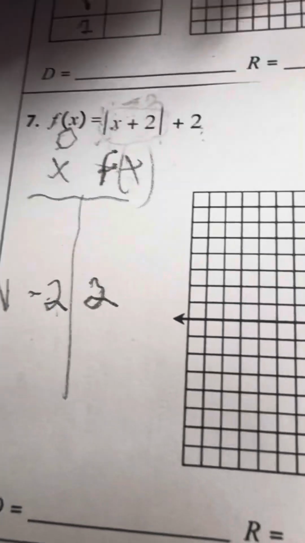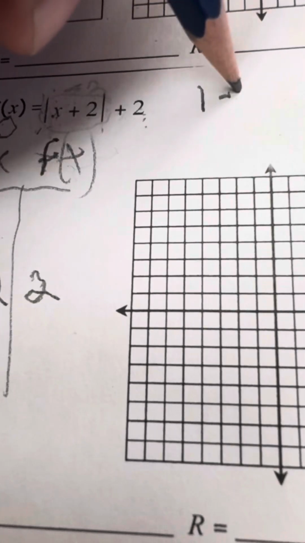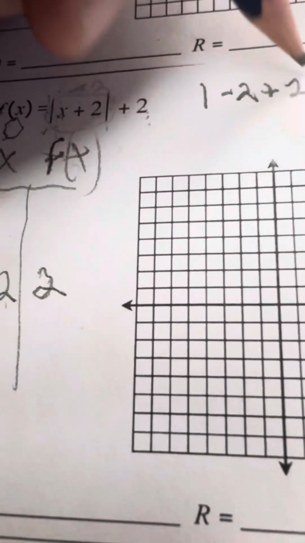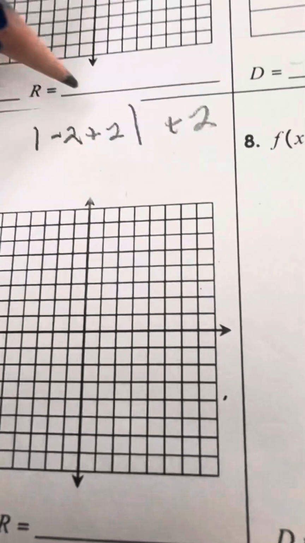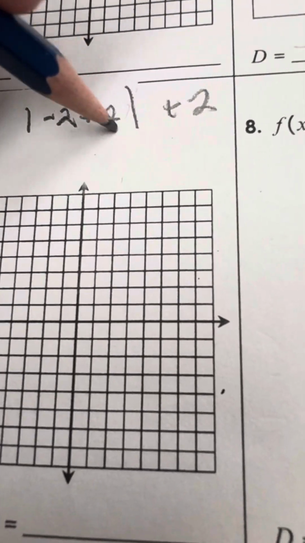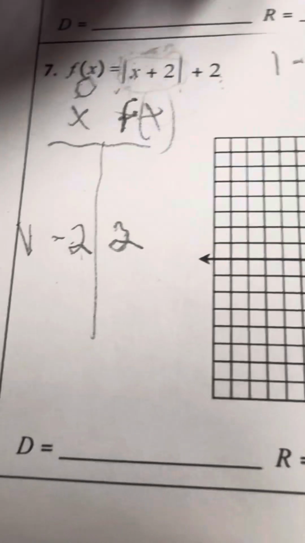We could try it more slowly. We could say, let's check it. Negative 2 plus 2 plus 2. What's the answer to that? Well, that is 0, right? So that's absolute value 0. 0 plus 2 is 2. That's the final answer. Okay?